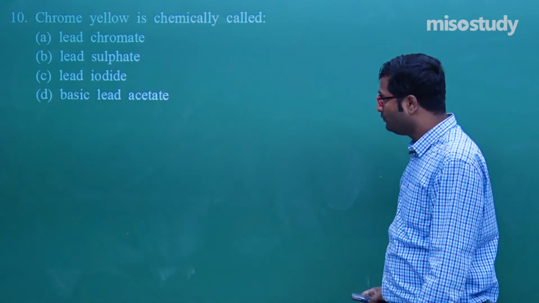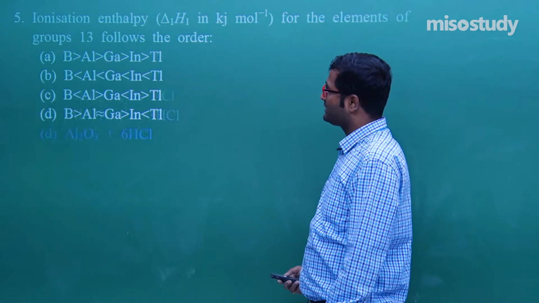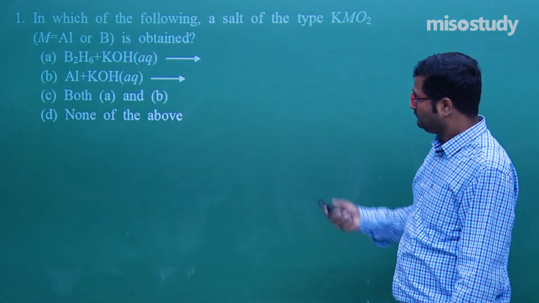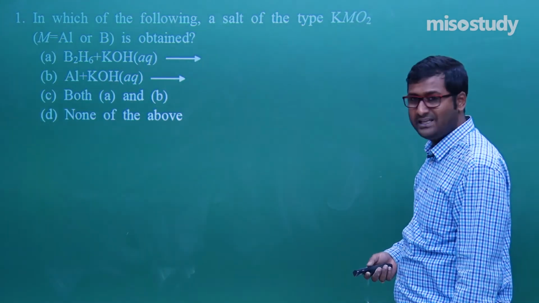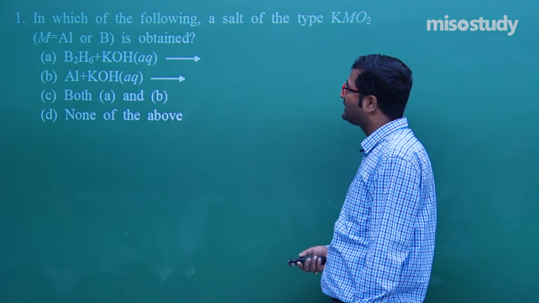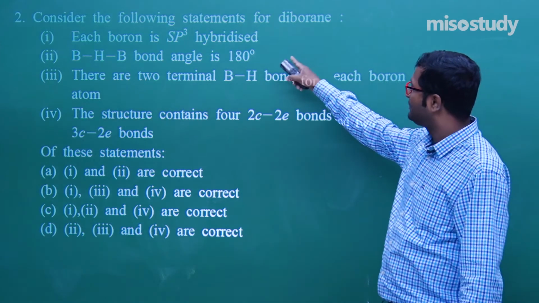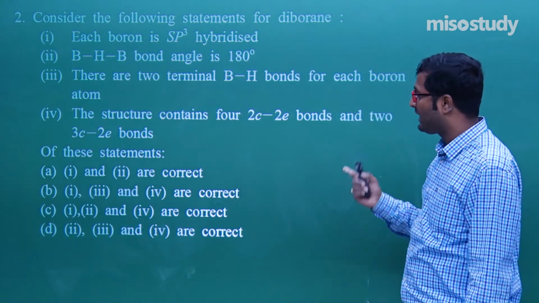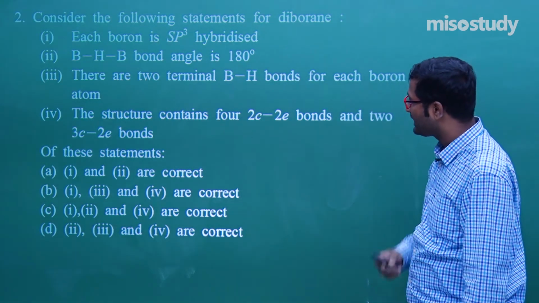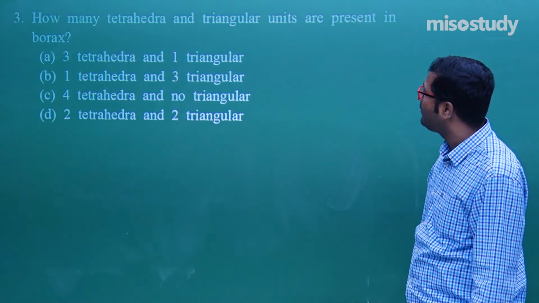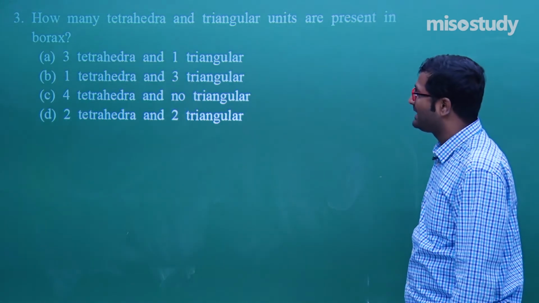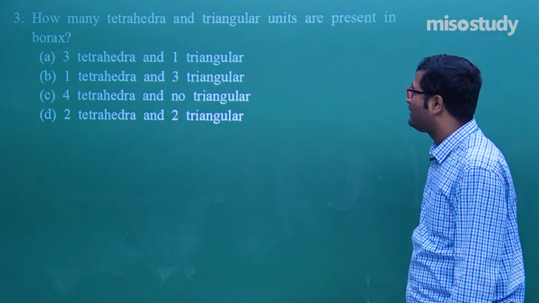Now we will review the entire question sheet. Now tell me what for first. Sir, C is the correct option, that is both A and B. Yes sir. For B, except this one, all are correct. 1, 3, I have drawn the structure, so B is the correct option. Yes sir. For 3, how many tetrahedra and triangular units? As I discussed, 2 tetrahedra and 2 triangular.